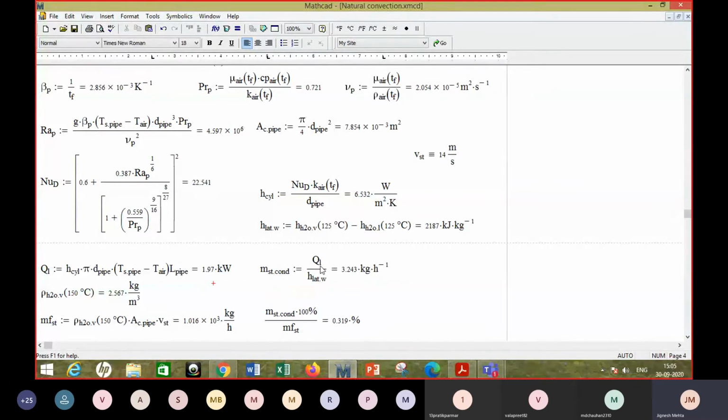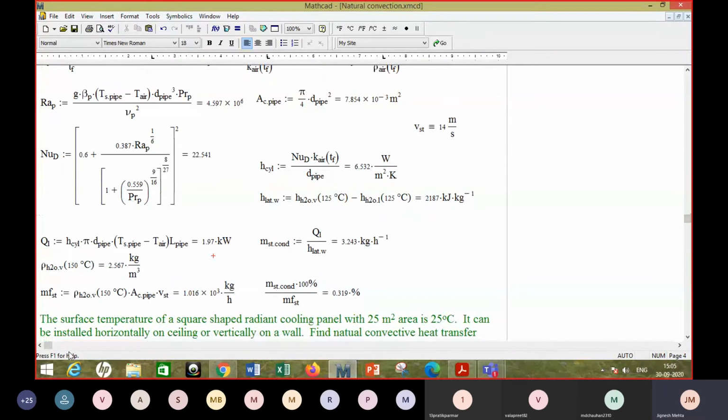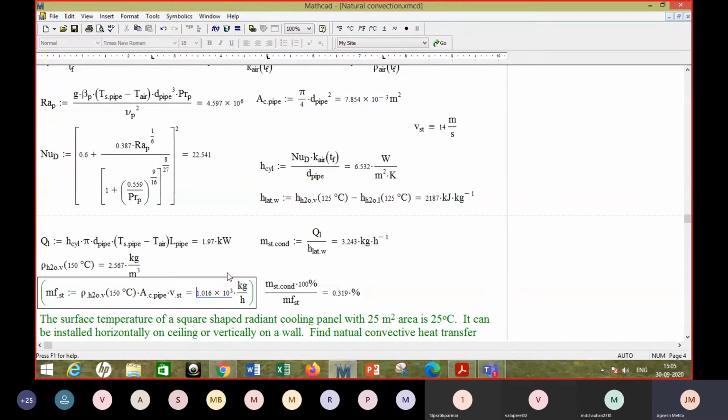So how much steam is getting condensed? That's Q upon the latent heat of vaporization. So it's around 3.2 kg per hour. While the flow rate of the steam is given, right here there is some calculation shown, but actually it is given, so it is around 1000 kg per hour. So out of that, around 3% of that, 3.2 kg per hour, is getting converted into liquid, right? That is a loss which is happening.